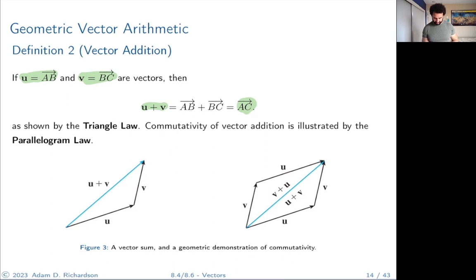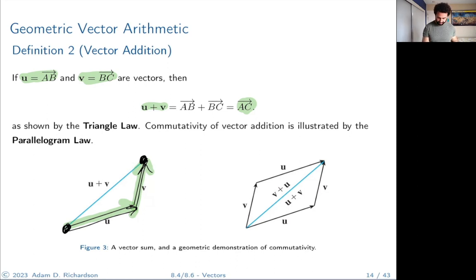So if you want to talk about u plus v, that means travel in the direction of u as far as u says to go. Then from that point, travel in the direction of v as far as v says to go. And the point that you end up at right here, this is where we started, right? We started back here and we went this way along u and this way along v. There we go. That's the terminal point of the sum.